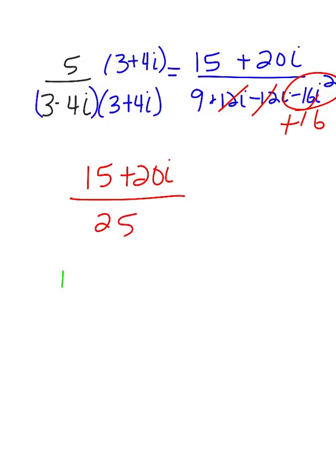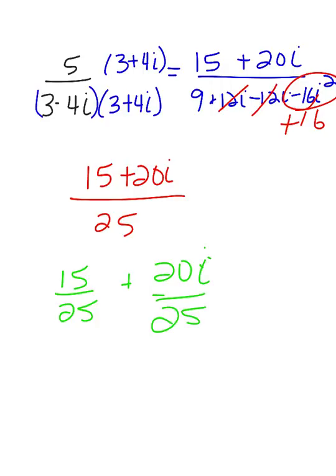Now I want to reduce. So it's 15 over 25 plus 20i over 25. All right, so 15 over 25 is 3/5, plus 20 over 25 would be 4/5 i.